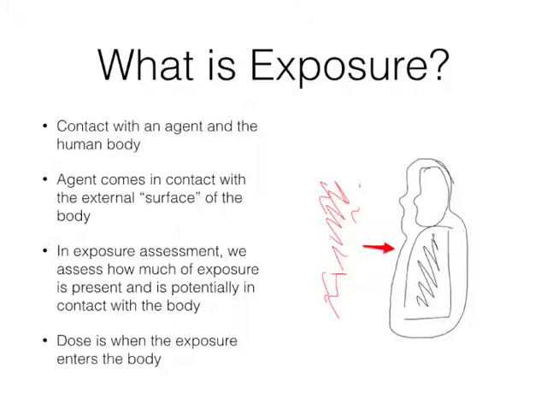So for example, if we consider ultraviolet radiation as a source of contaminant or as an exposure, then the ultraviolet radiation that comes in contact with human skin, the amount of ultraviolet radiation that strikes human skin or our skin surfaces, is considered to be our exposure. So anything that comes in contact with the human body in some ways.